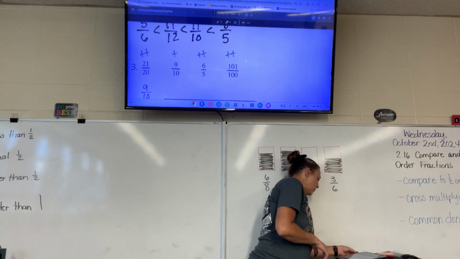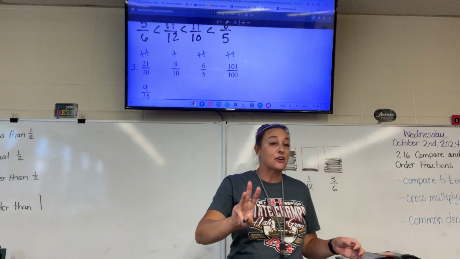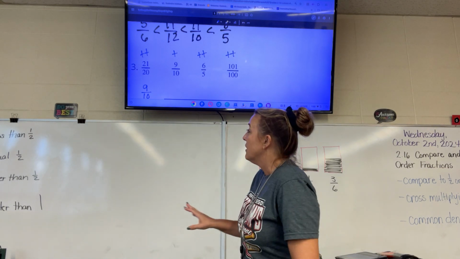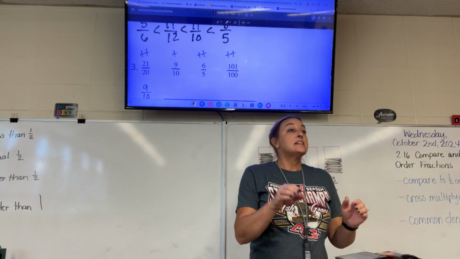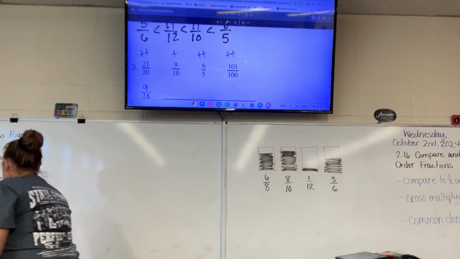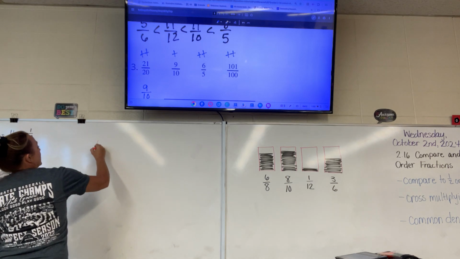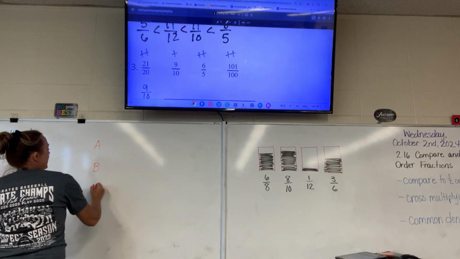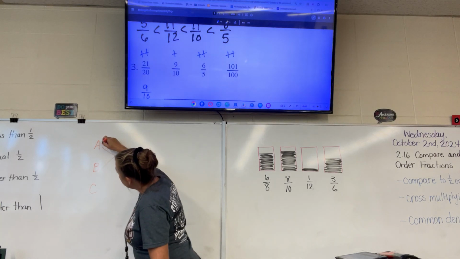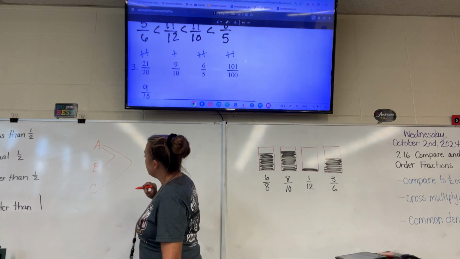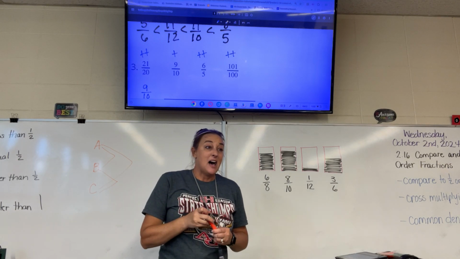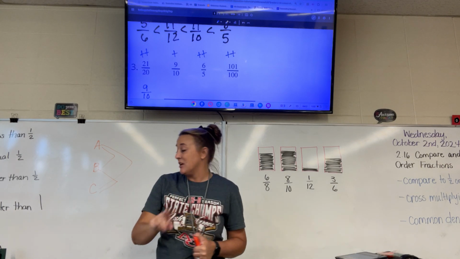Now, in order to compare 3 fractions using cross multiplying, it's tough, because think of it like this. Comparing fractions A, B, and C, you have to compare A and B, and then compare A and C. But you also have to compare B and C. So it's a lot. So I have something else that we can do.